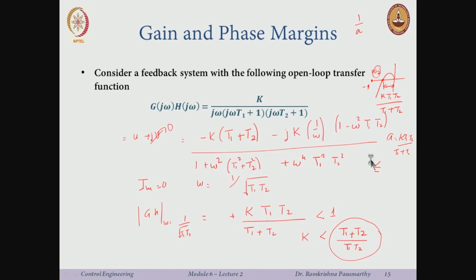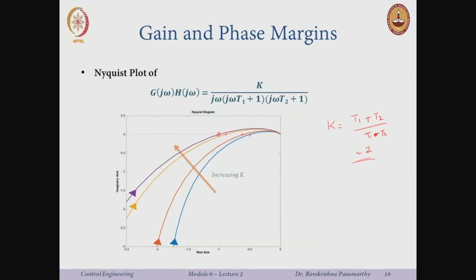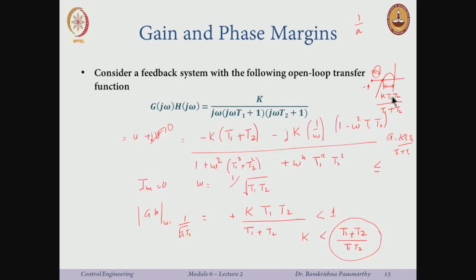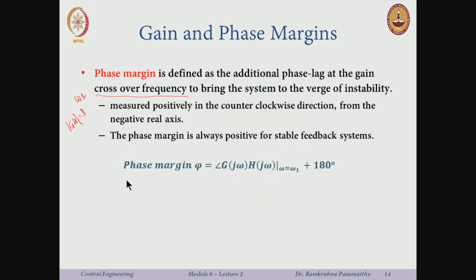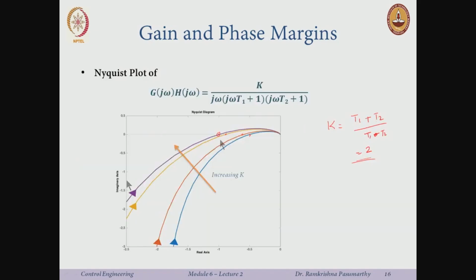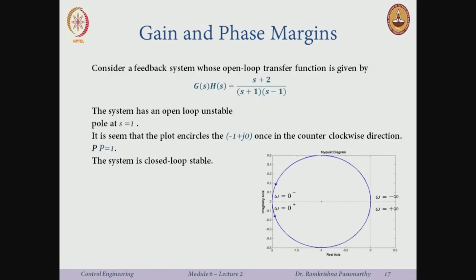So what was this magnitude here? k T1 T2 over T1 plus T2. What happens when k equal to 2 and T1 T2 equal to 1? This becomes 2 times 1 by 2. This is 1. So that's exactly what is happening here at k equal to 2. I can compute it analytically and also check by the plots. Okay, so this thing we had seen last time also.